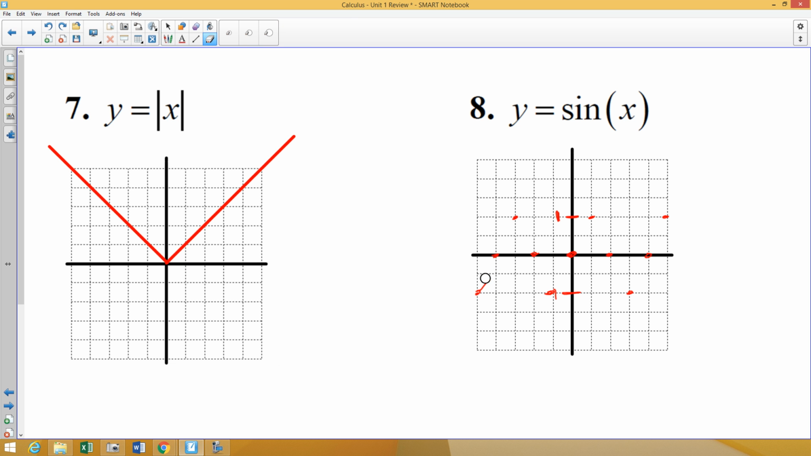Oh, geez, this is going to be bad. I'm going to try to connect. Actually, I'm just going to do this real quick. There we go. Kind of ugly, but you can see what I did.